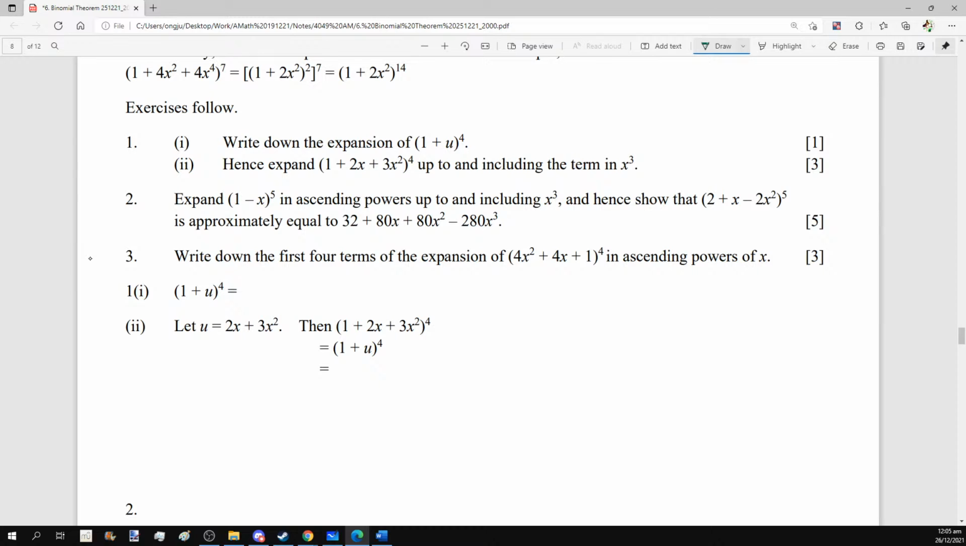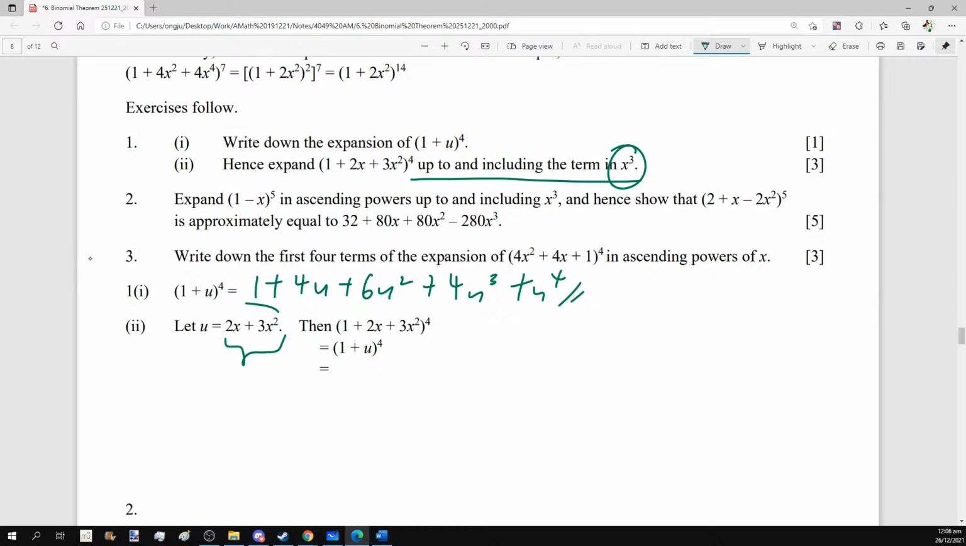They tell us to open up 1 plus u to the power of 4. Obviously, by Pascal's triangle, we will have 1, 4, 6, 4, 1. From here, they ask us, hence, expand 1, 2, 3 to the power of 4 up to and including only x cubed. So, in order for us to turn the 3 objects into 2 objects, we will just group the last 2 objects together and use substitution. This will change the appearance of the trinomial into a binomial.